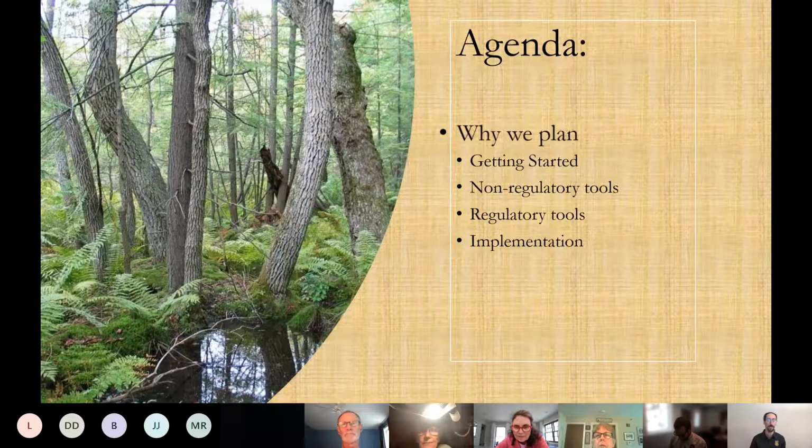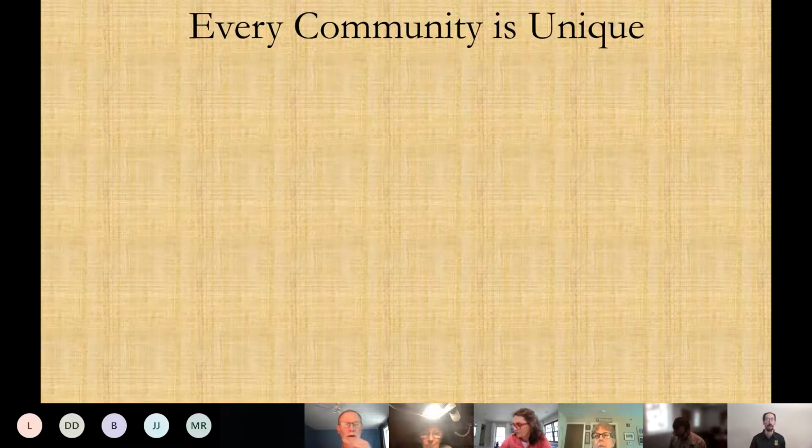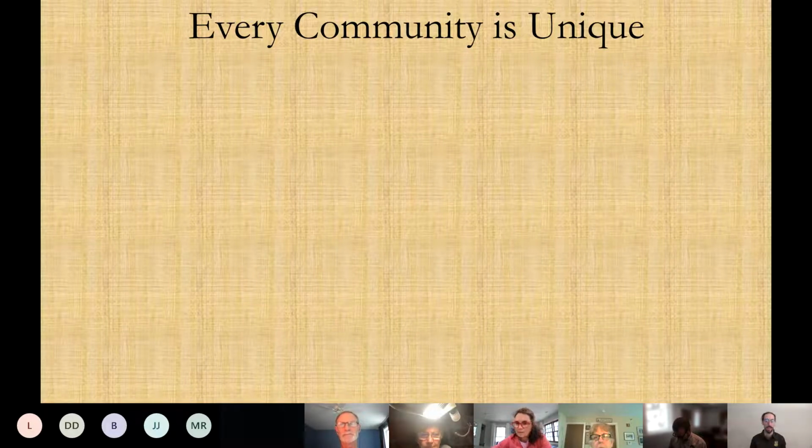So why do we plan? Well, the main reason we want to plan is to preserve the unique feel of our community and its historical character and prepare our town for future growth.